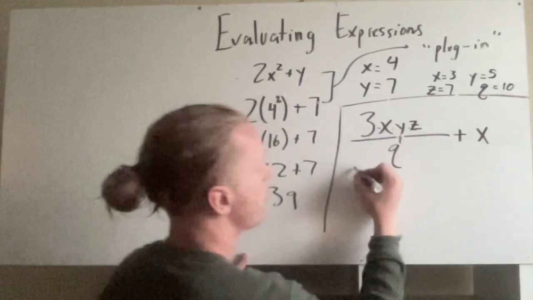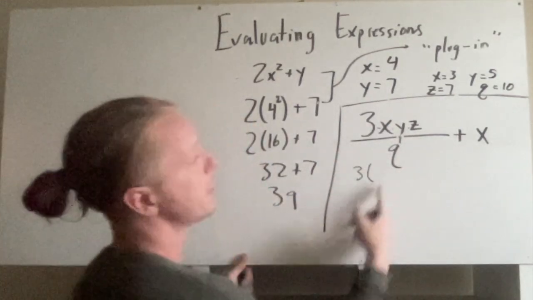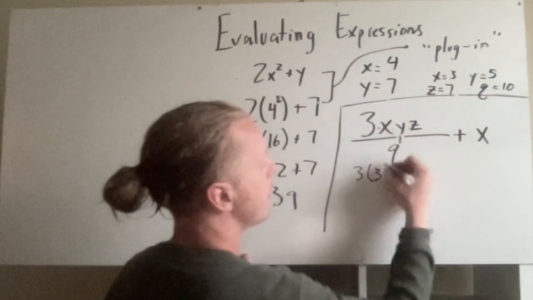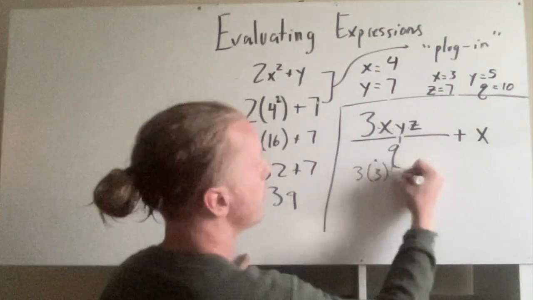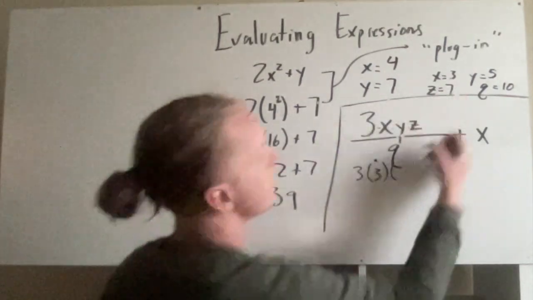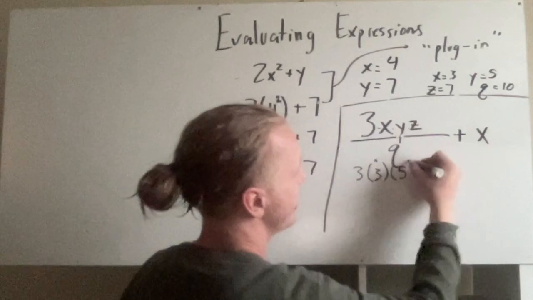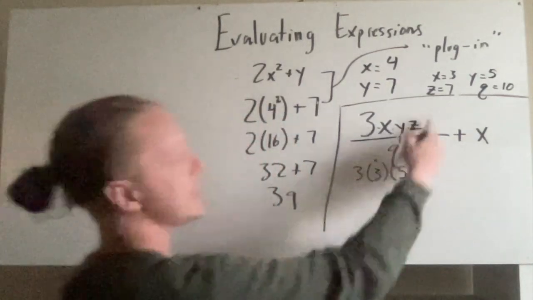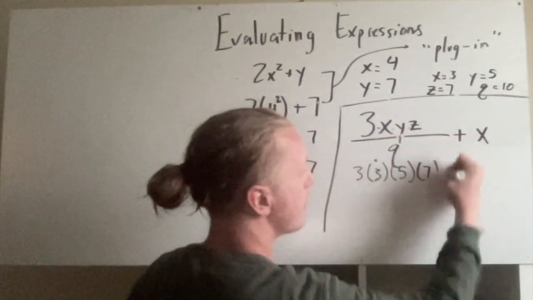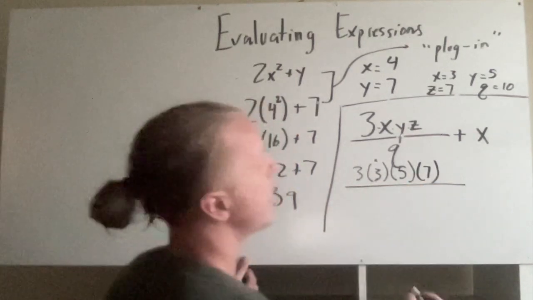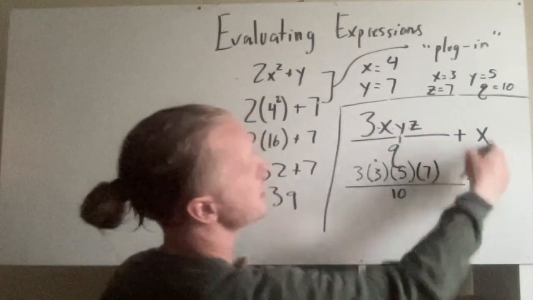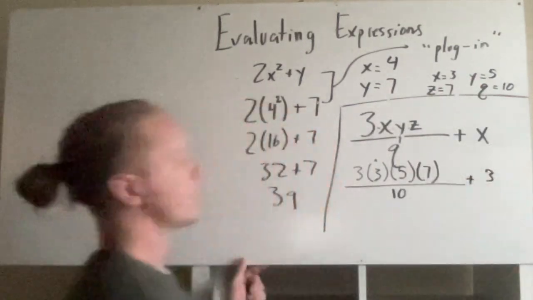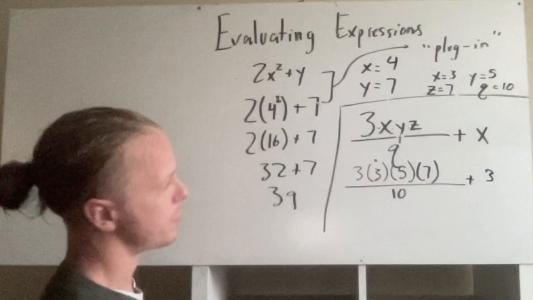So when we rewrite this, we need to be thinking about that. This is 3 times what? x is 3. I'll put it tiny up there just so we can track it. What was y? 7. Nope, 5. Sometimes you make silly mistakes like that. z is 7, all divided by 10, plus, what's x? 3.